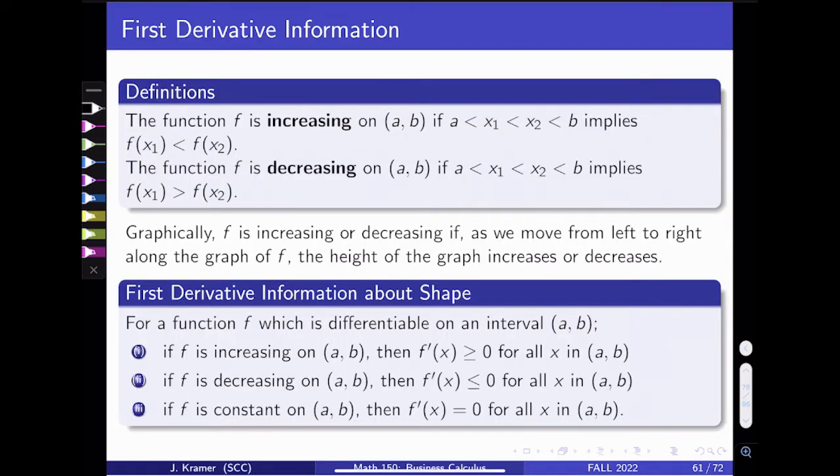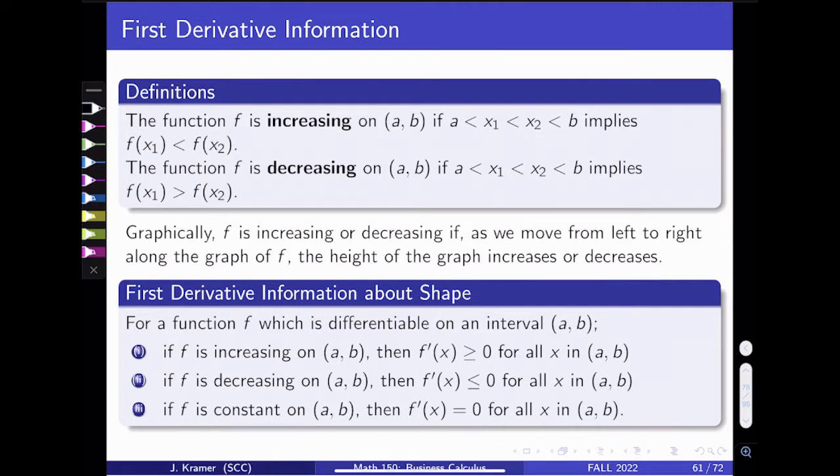The function f is defined as increasing on an interval from a to b if x1 and x2 between a and b, with x1 less than x2, implies that f of x1 is less than f of x2. The function f is defined as decreasing on an interval from a to b if a is less than x1, is less than x2, is less than b, implies that f of x1 is greater than f of x2.